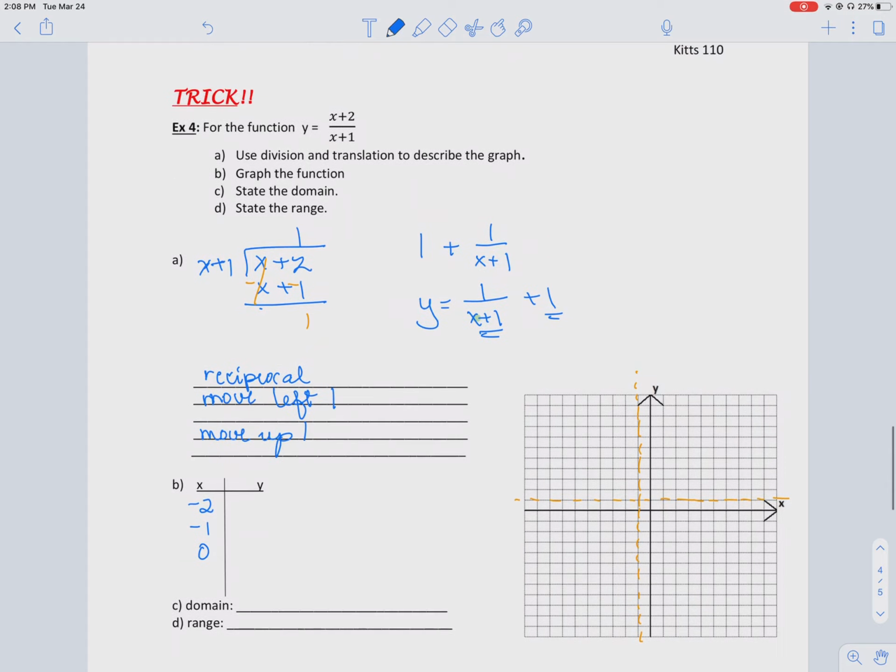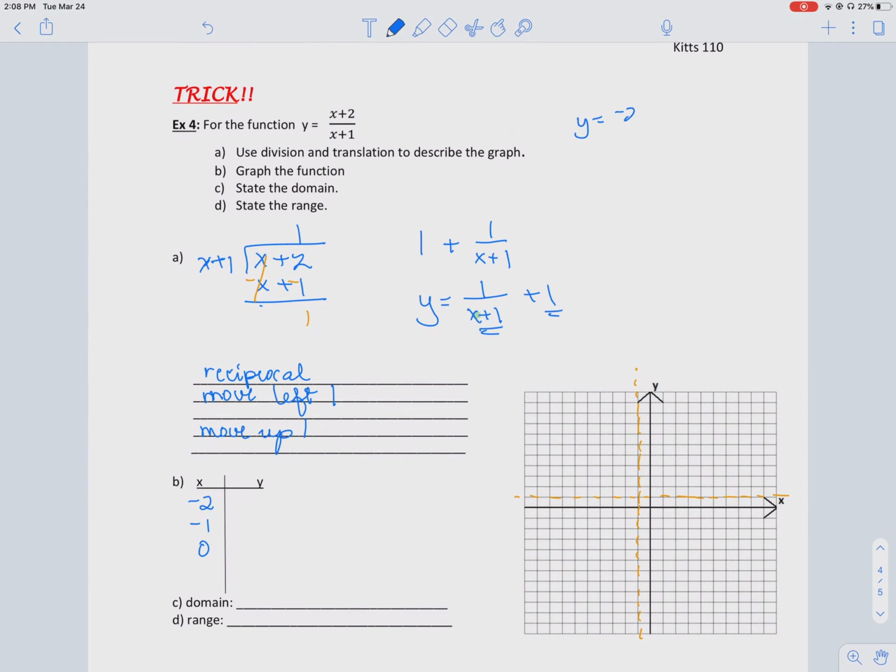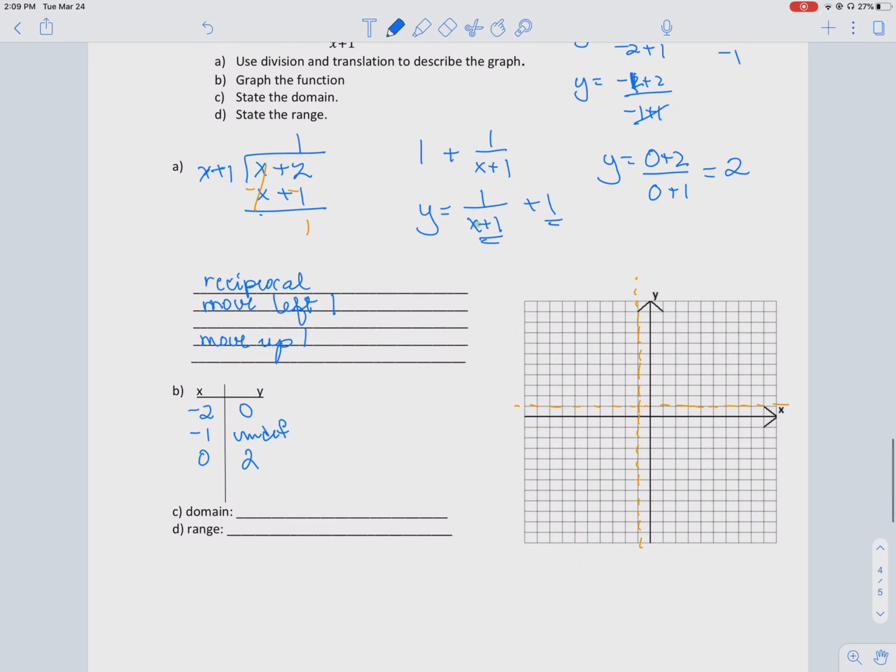If I plug in a -2, I'm going to have y equals -2 plus 2 over -2 plus 1. So that's going to give me 0 over -1. So that's just going to be 0. When I put my -1 in there, notice what happens on the bottom. Whoops, -1 plus 1. So that's going to be undefined, which we knew. I didn't really have to plug that in. Now let's plug in my 0. 0 plus 2 over 0 plus 1. So that's going to give me a 2. Let's see if we can graph from there. That we might be able to. -2, 0, and 0, 2.